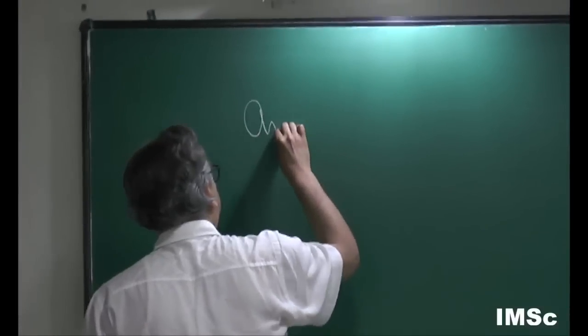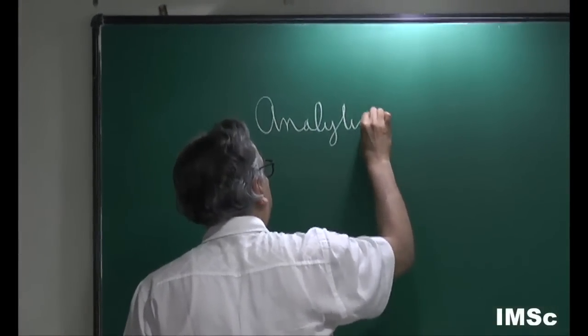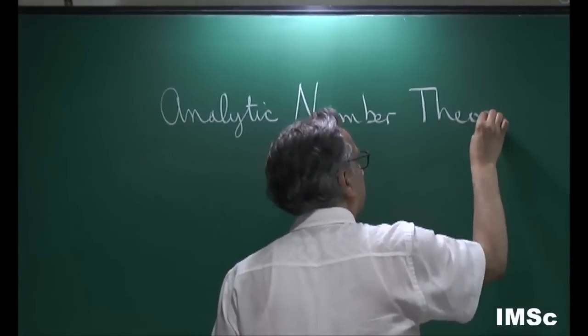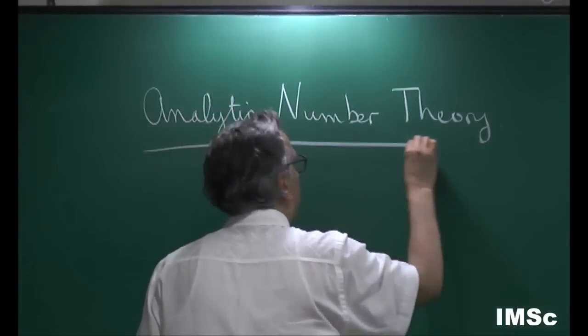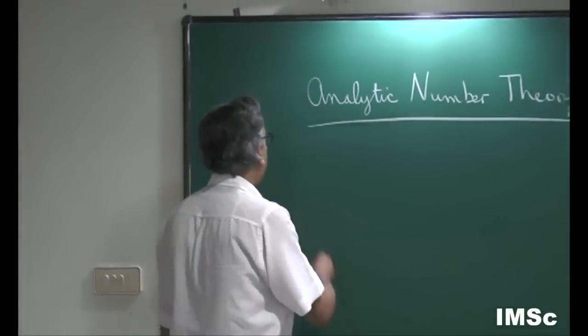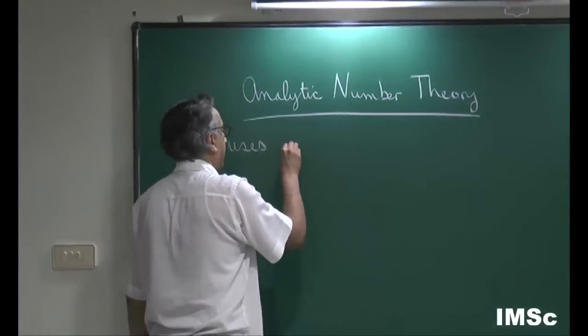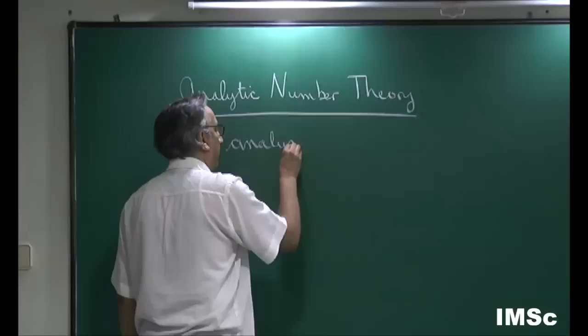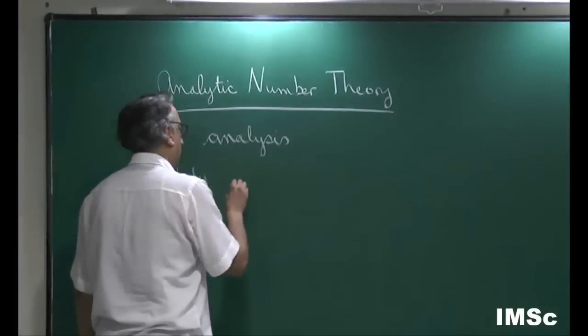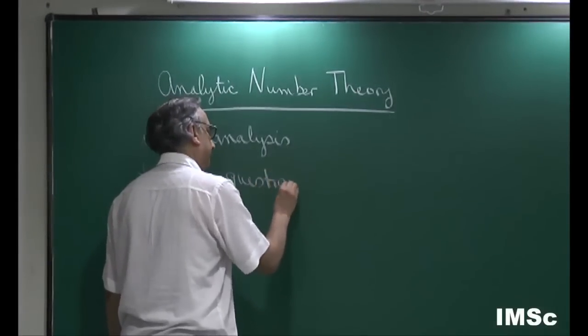Now, let's see, what can we say? Firstly, let me say a few words about analytic number theory. Generally, analytic number theory is to use analysis to study problems in number theory. So it uses analysis to study questions in number theory.